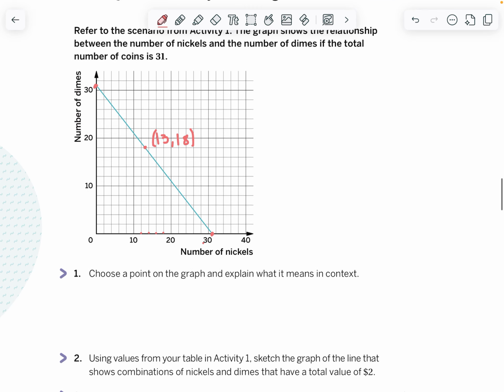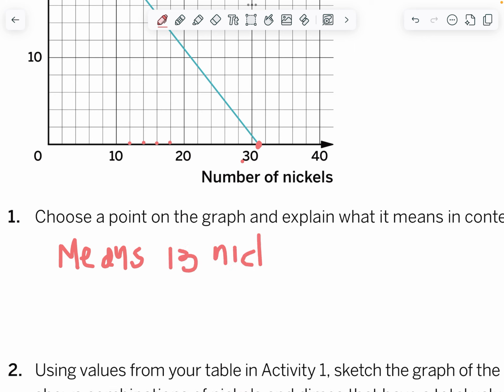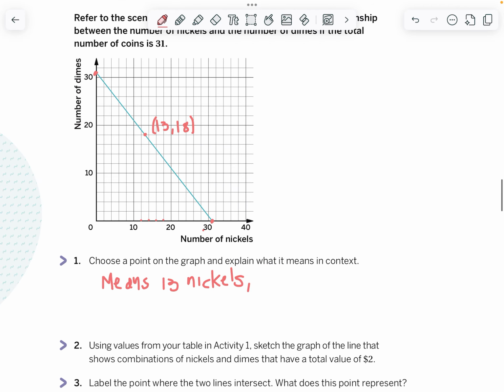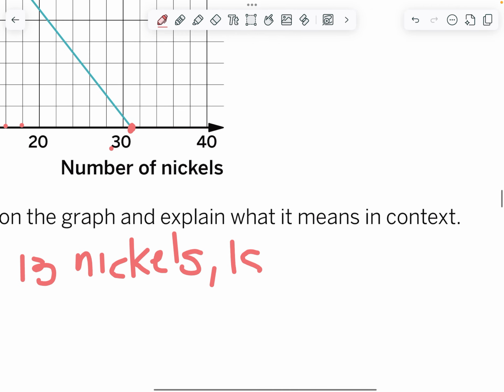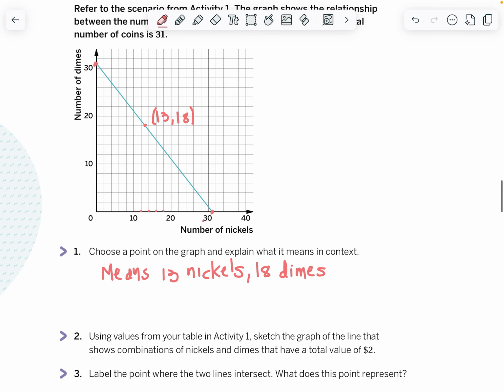So 13, comma 18 means that my x value is 13, so I have 13 nickels. And my y value is 18, so I have 18 dimes. And if you even do the math, 13 plus 18 does equal 31, and it's on the line, so it's probably also going to equal $2.